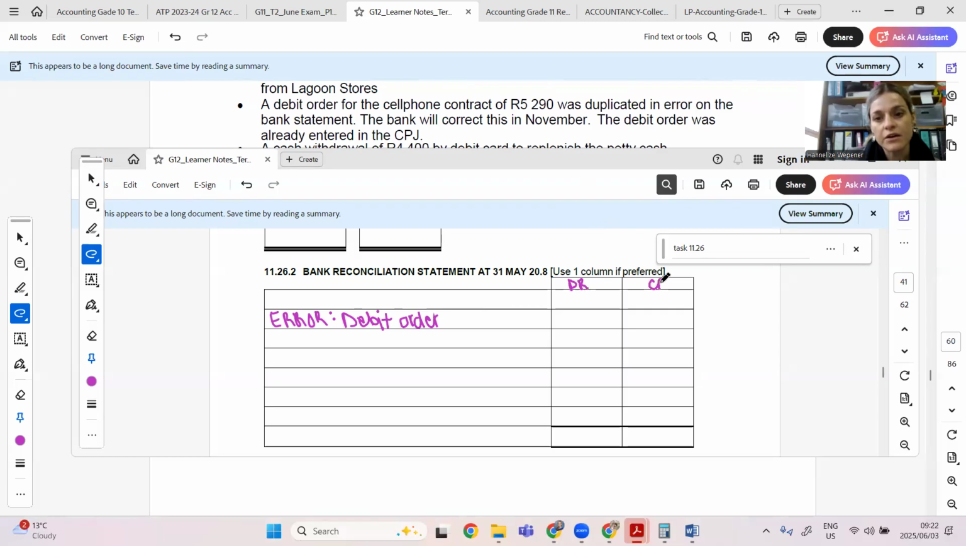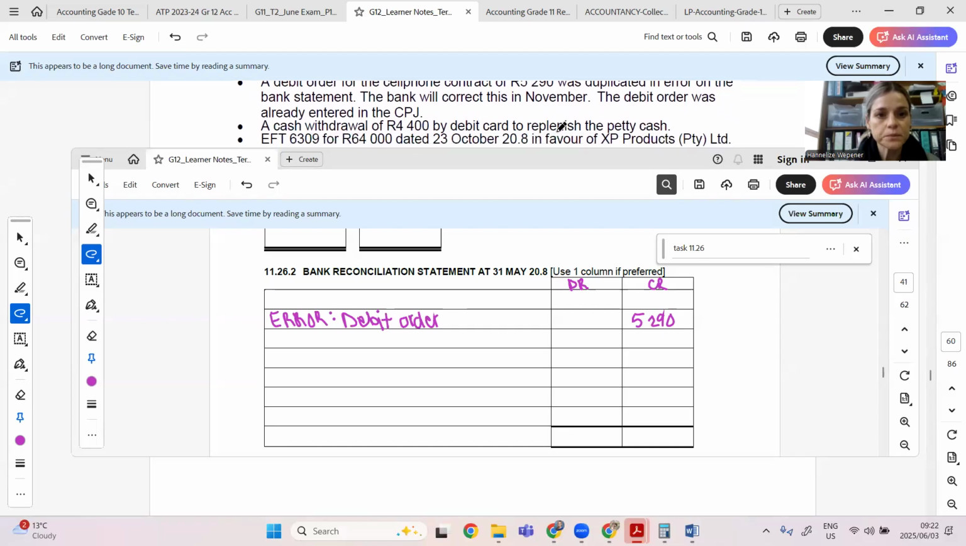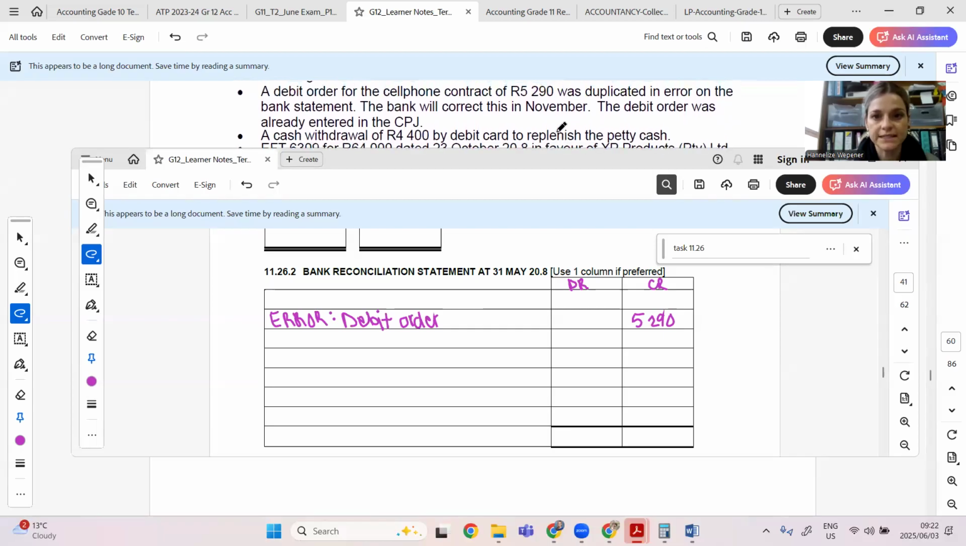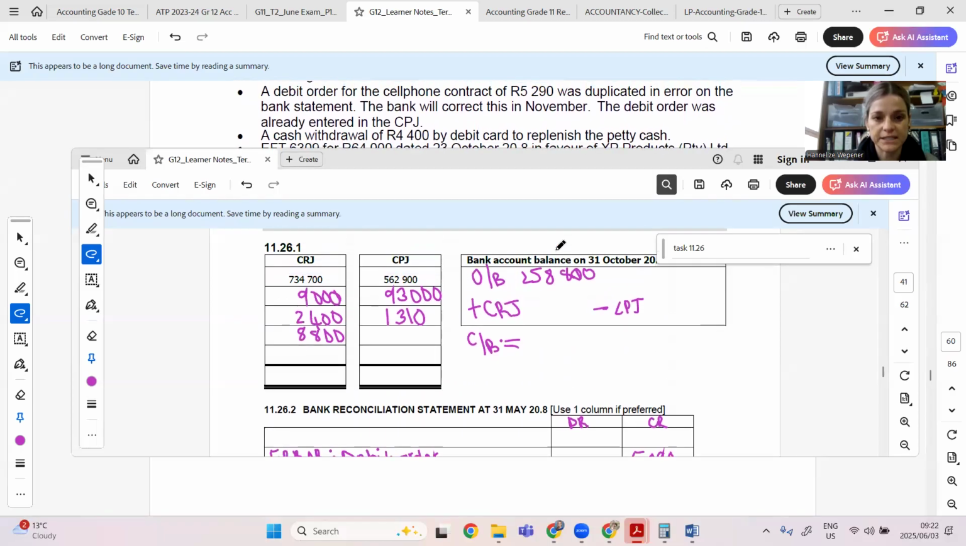So if they now by accident debited this amount twice, only the one debit should be there. So you want to get rid of the wrong debit by crediting the account with that amount, right? Because they're going to put that money back into your bank account, and then it's only the one EFT that's left. Next up, a cash withdrawal by debit card to replenish the petty cash.